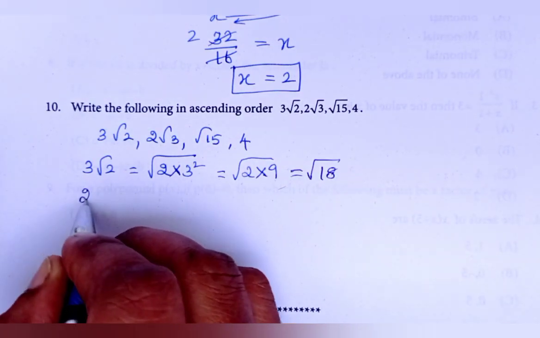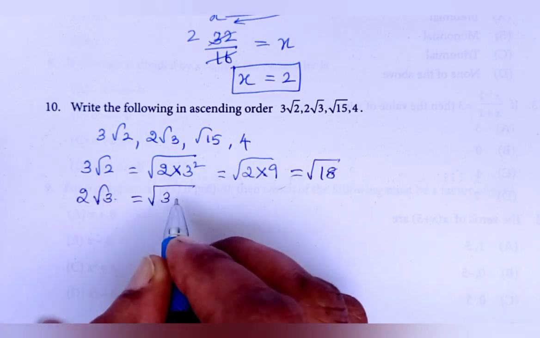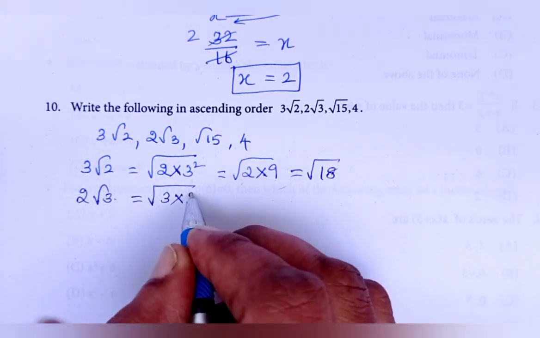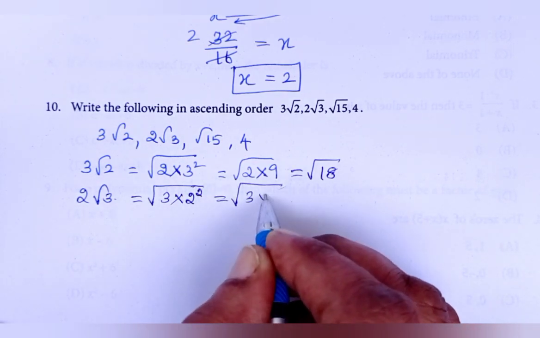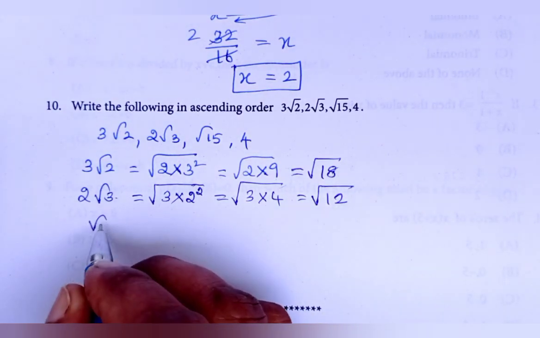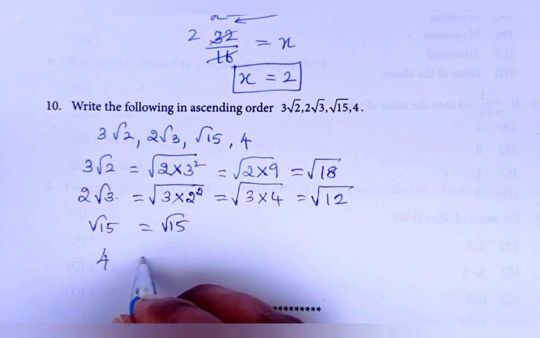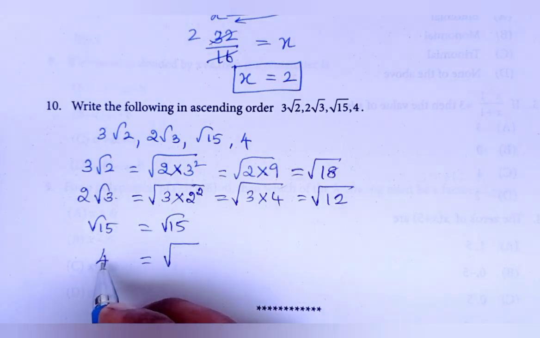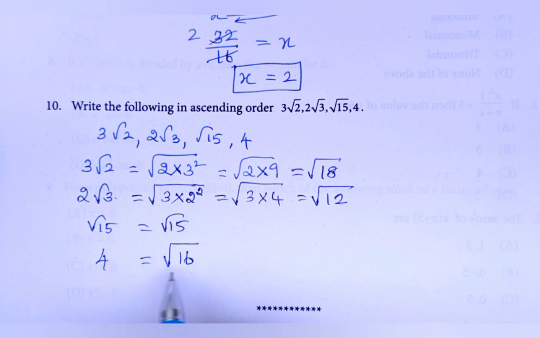Next one, 2 root 3. அதே மாதிரி இந்த 2 உள்ள கொண்டு போகும்போது 3 already root குள்ளார இருக்கு. Then 2 coming inside becomes 2 square, which is root of 3 into 4, and we'll get it as root 12. Next one is root 15, that can be written as root 15 as it is. Next, 4 can be written as root 16, ஏன்னா root 16 ஓட value தான் 4 அப்படின்னு நமக்கு தெரியும். So now we can arrange it in ascending order.